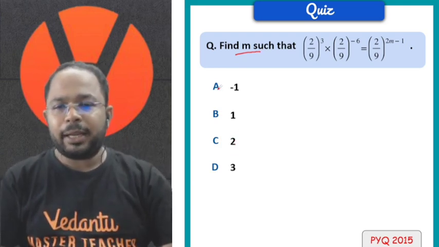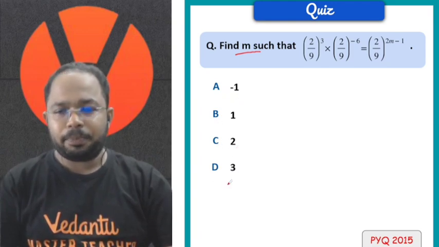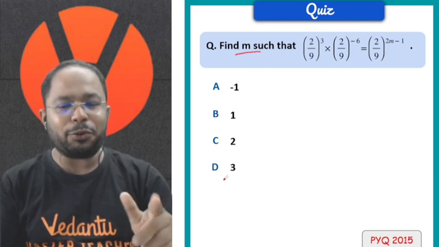Your options are A minus 1, B 1, C 2, D 3. This is a question of 2015.